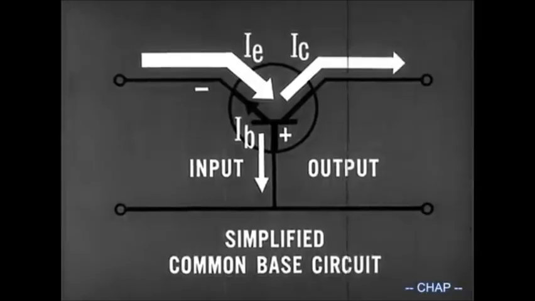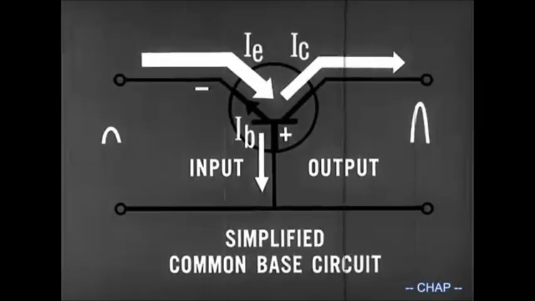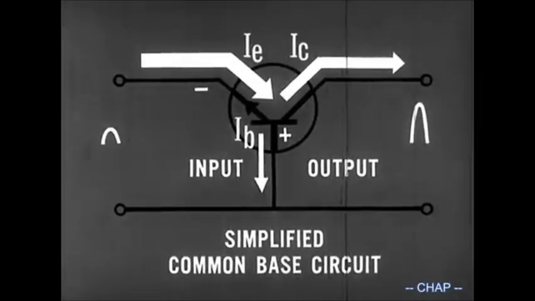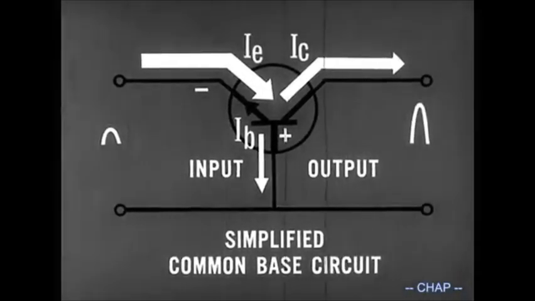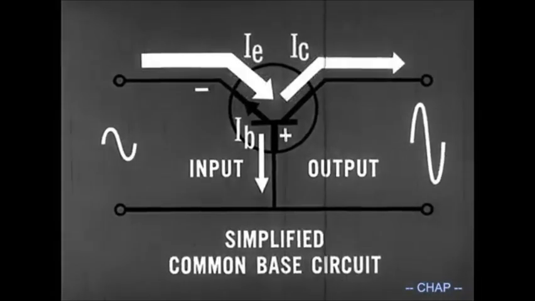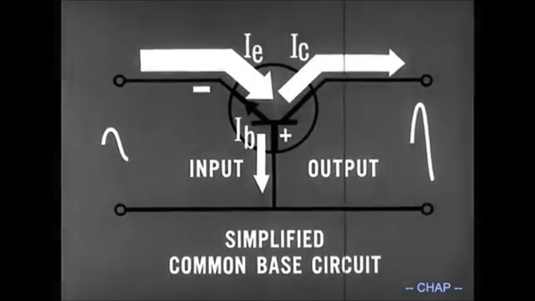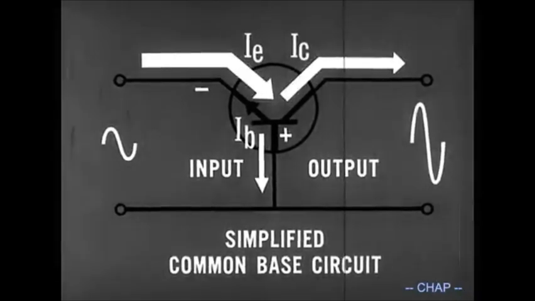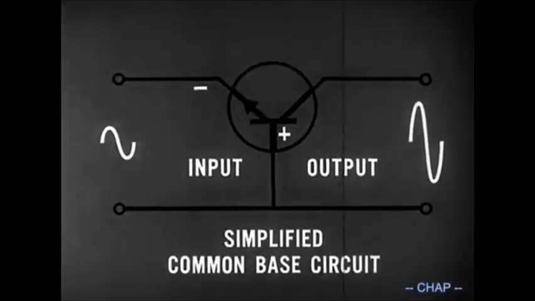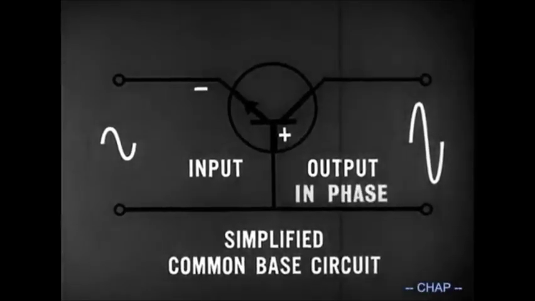As a result, the output voltage rises first, then falls back, completing the positive alternation. During the negative input alternation, emitter current and therefore collector current first increase, then come back to normal again. This in turn causes the output voltage to decrease, after which it returns to normal. The common base circuit provides an amplified signal in phase with the input.